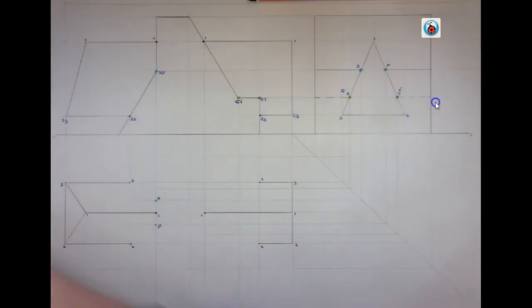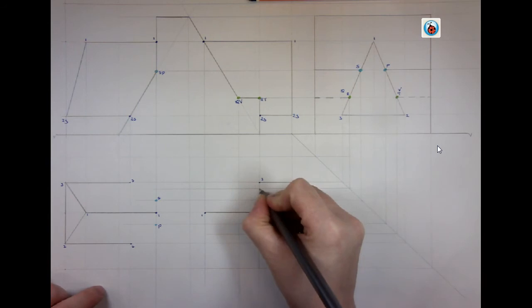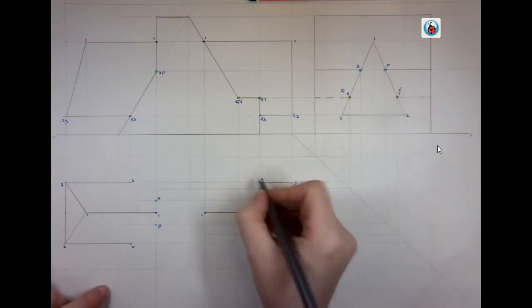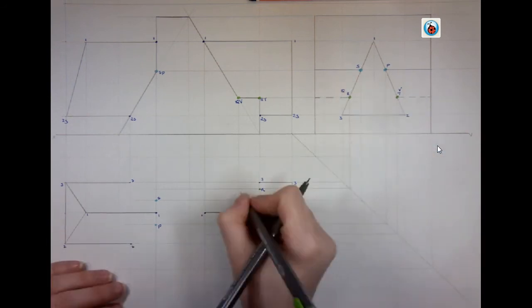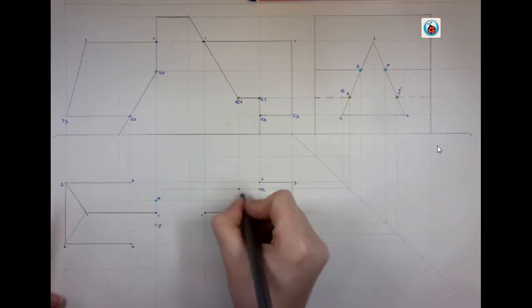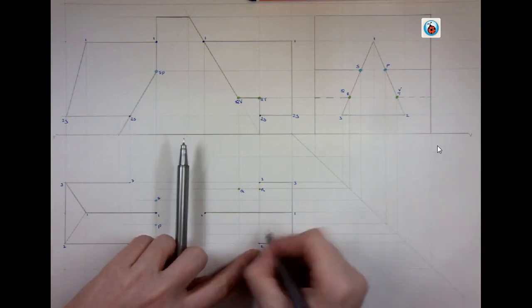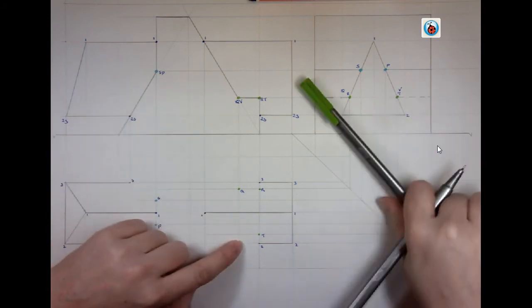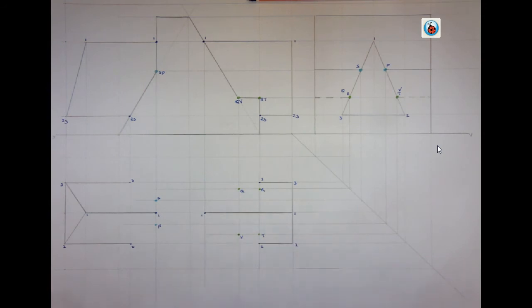Now, so let's recap on this. R is going to be here. This is point R. Q is this point here. T is on this line. And V must be on this line. So that's given us our shape. Now we have all our points, we just need to join our dots together.